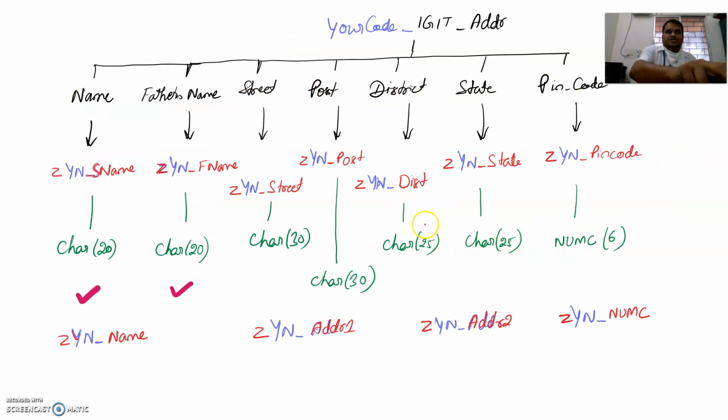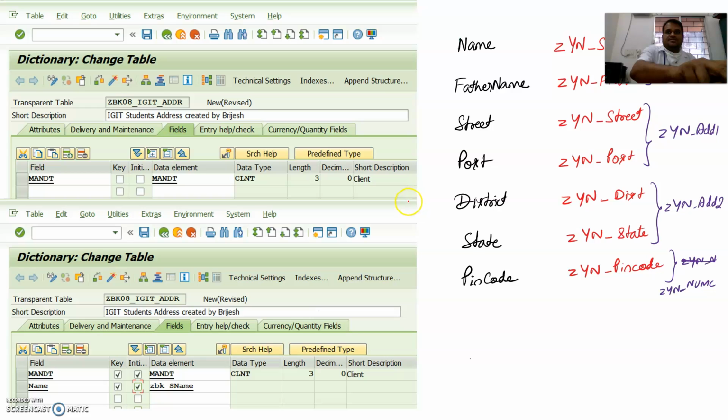So this is what our objective is, to create the address. What I did first is that you have to create a field, that is MANDT, this you have to write. In the data element also you have to write MANDT. Then, if you double click over here, it will give client and length 3, and this is all filled up automatically.